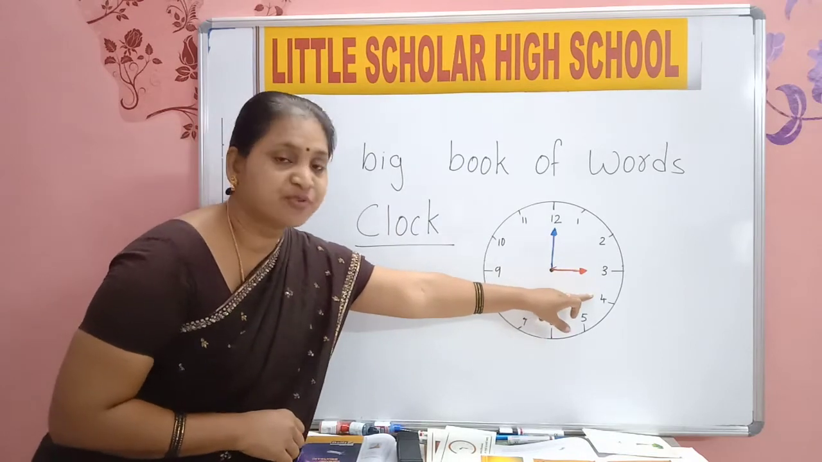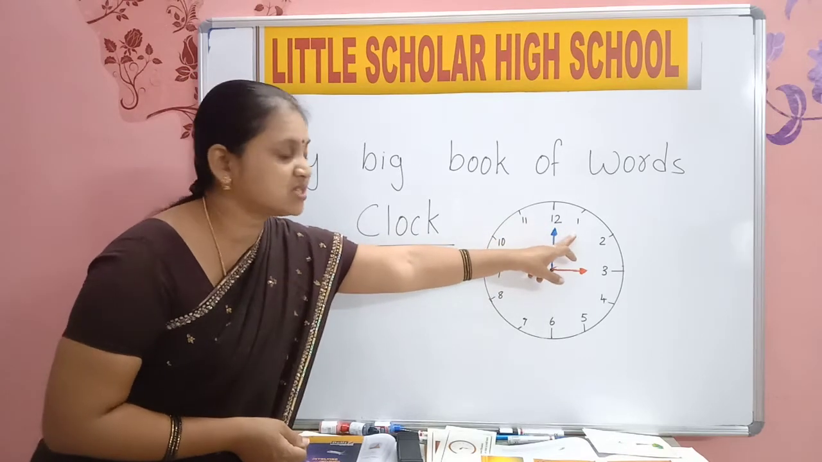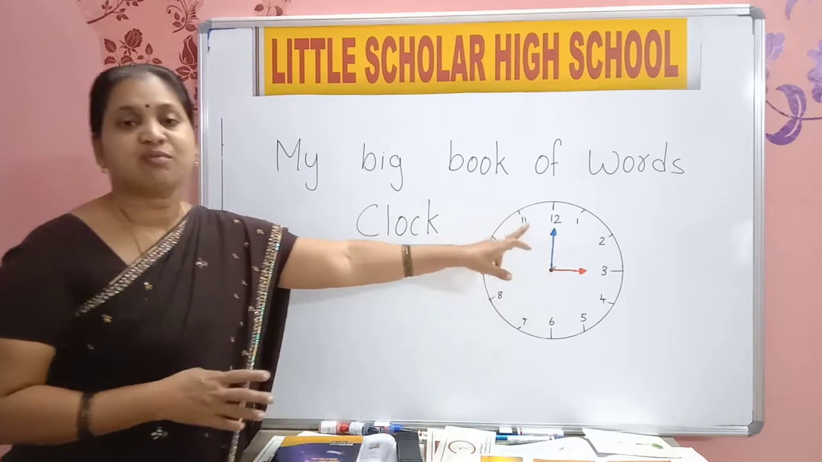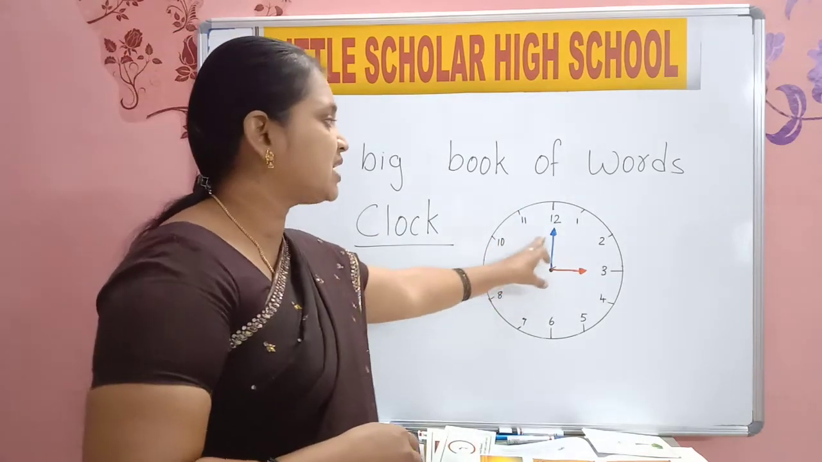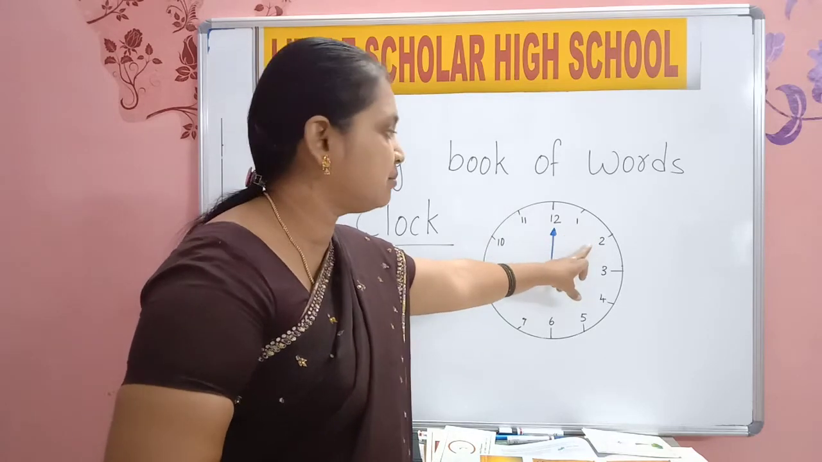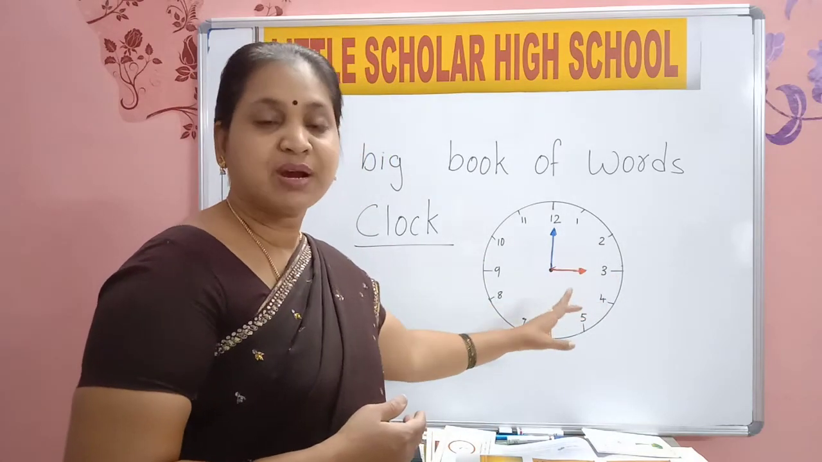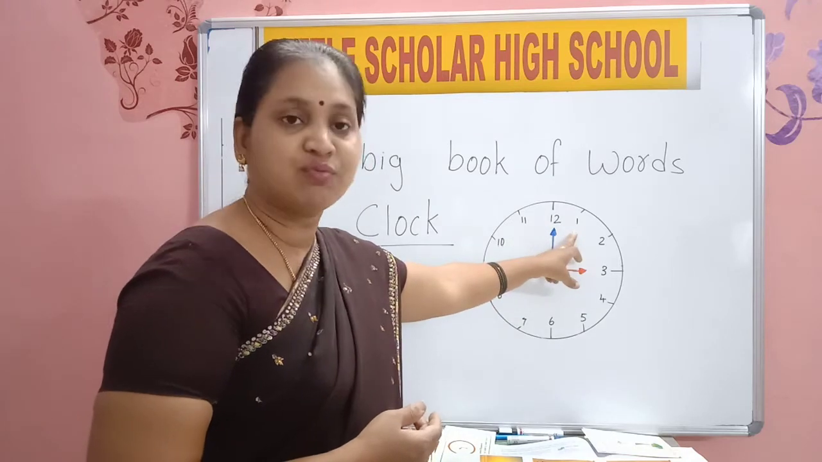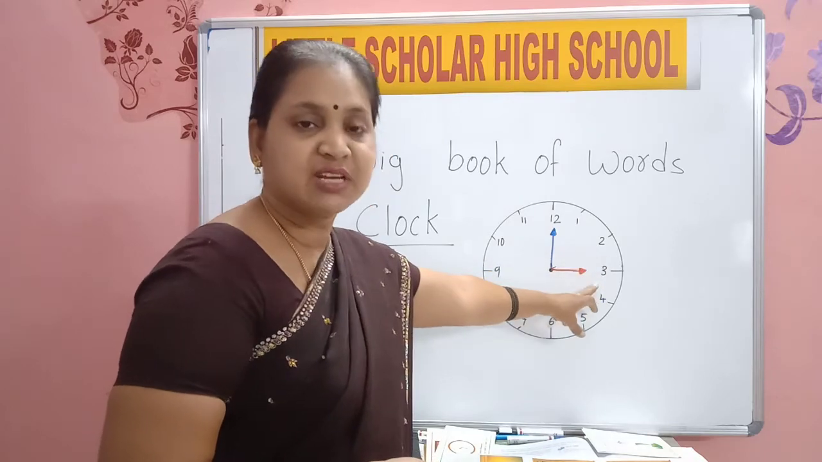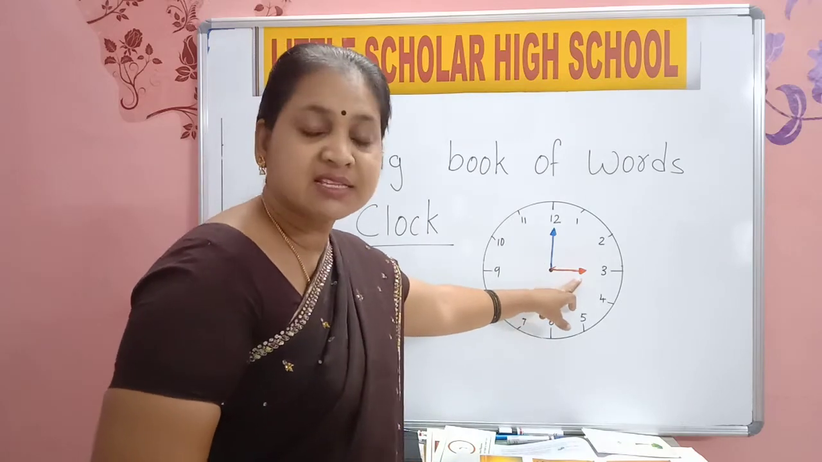If the short hand comes to 4, then it is 4 o'clock, but the minute hand should be exactly on 12. If it moves, then you should read minutes also. Here the minute hand is exactly on 12, so we are not reading minutes. If this minute hand moves to 1, then it is 5 minutes, then 10 minutes, 15 minutes, 20 minutes. This minute hand reads minutes. The hour hand tells us the hour.